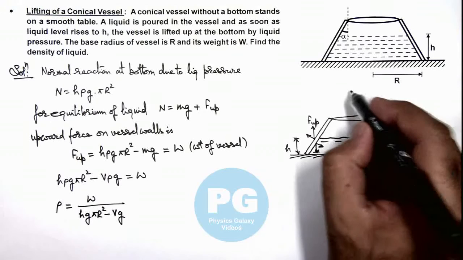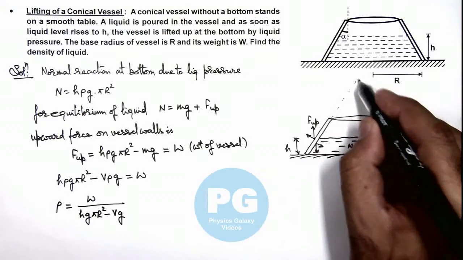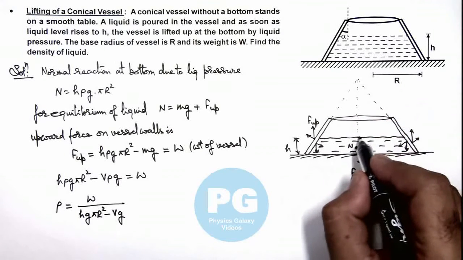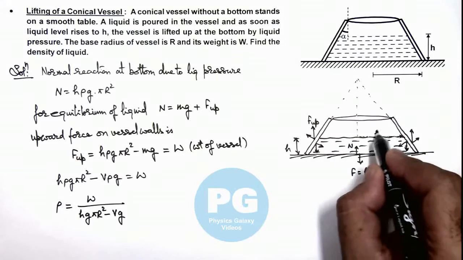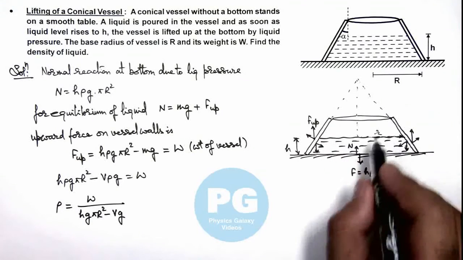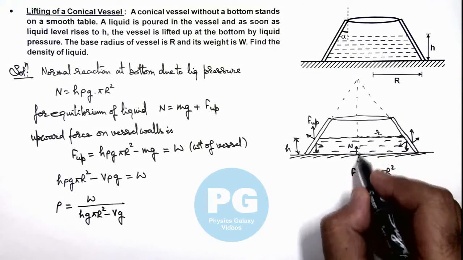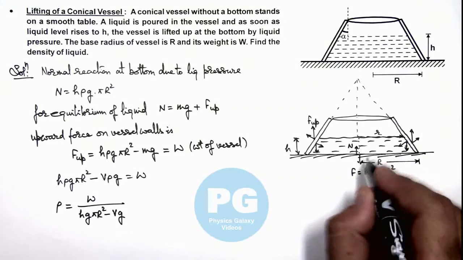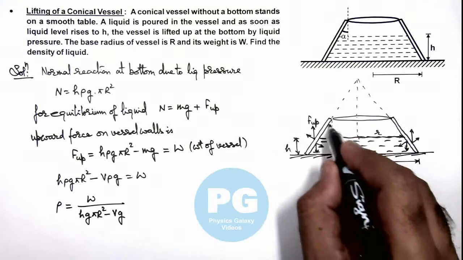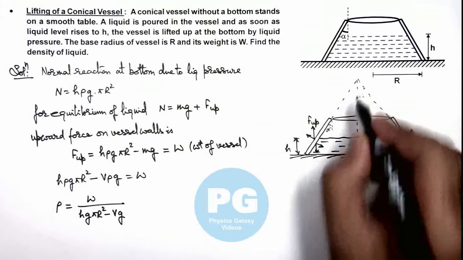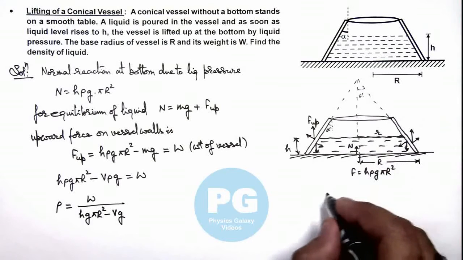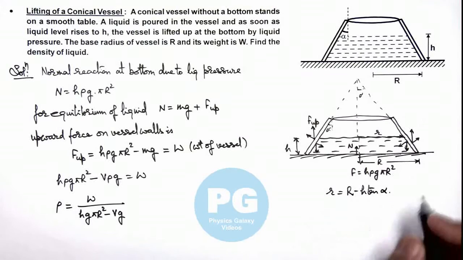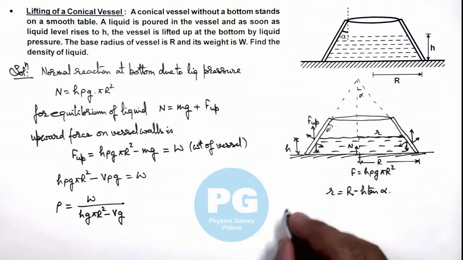Here we can calculate the volume by extending the vessel walls and completing this cone. And in this situation, if we consider small r as the radius of this surface of liquid, then we can easily relate this r with capital R, which is the radius of base, and as here it is filled up to a height H, and the half angle of this cone is given as alpha. So here we can write small r is equal to capital R minus H tan alpha.